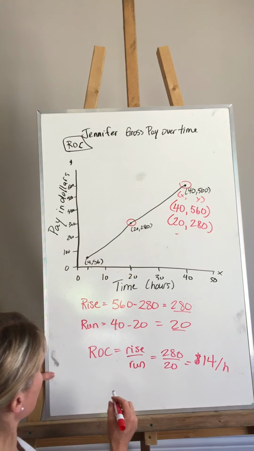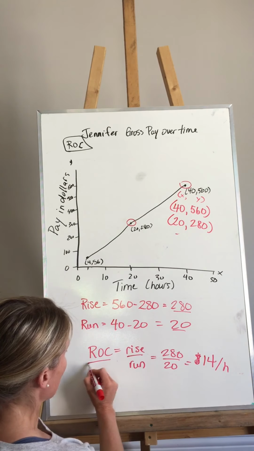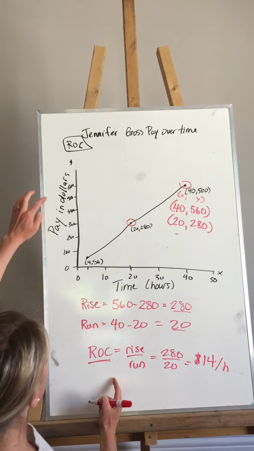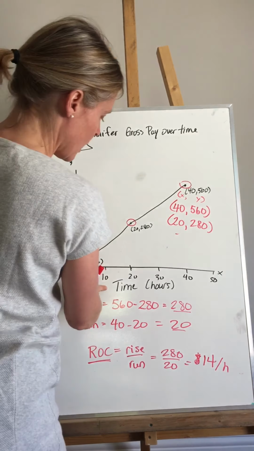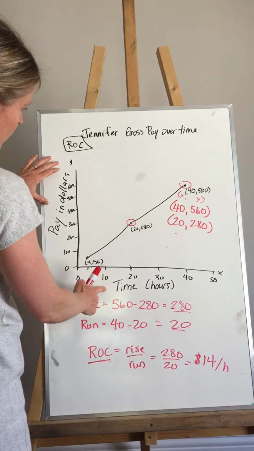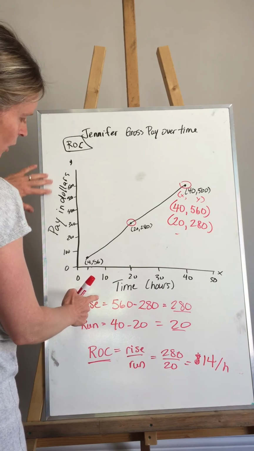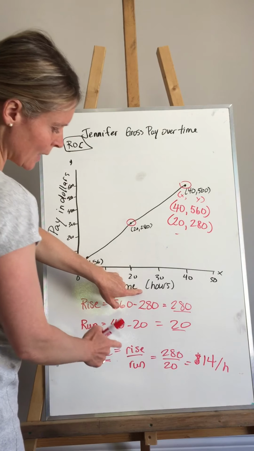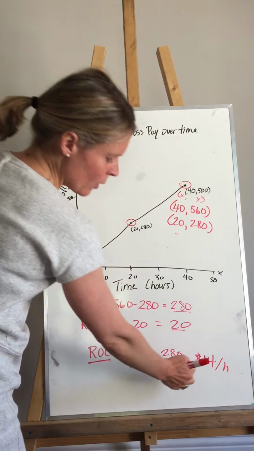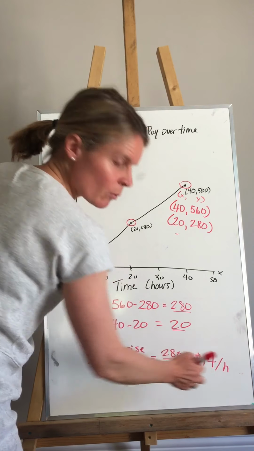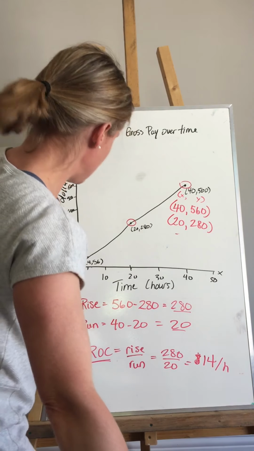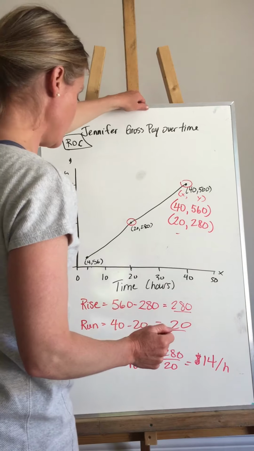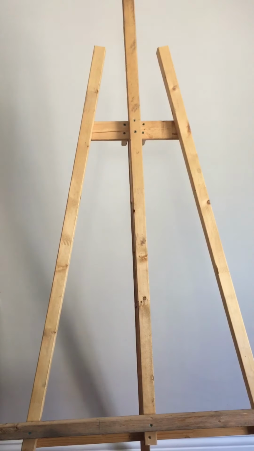Okay, so a question might ask you, what does the rate of change mean? That's when you have to look and say, okay, what's on my y-axis, what's on my x-axis? Because I've calculated the rise, which is the dollars, divided by the time, which is hours. So it's $14 an hour. That's what the rate of change means. Okay. I just want to point something out before I wrap this lesson up.